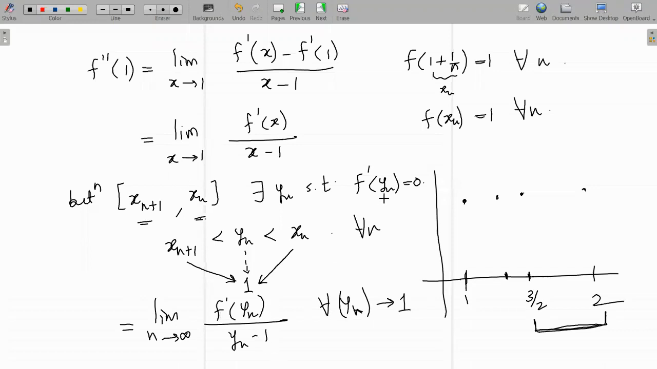So in particular, हमारा yn के लिए भी ये true है, but हमारे yn के लिए numerator will become 0, and hence this whole thing will be 0. So f double dash at 1 also will be 0. That's something very beautiful. So f double dash 1. Let's see how. So I'm applying the rules here. Infinite times.